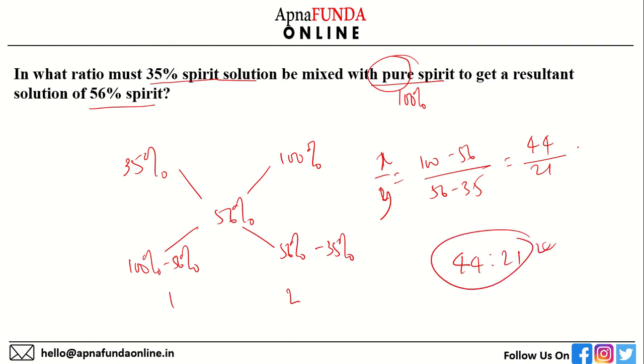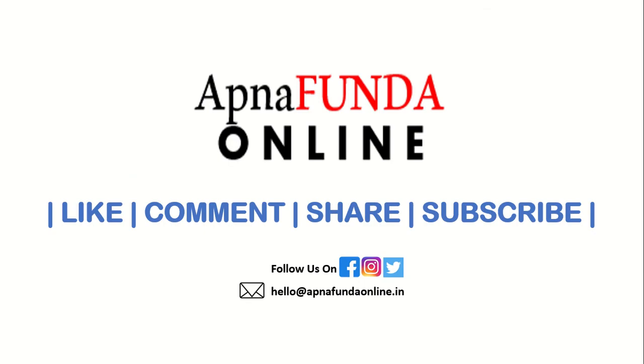This is the ratio in which the 35% spirit solution should be mixed with 100% spirit solution, also known as pure spirit solution, to finally have a spirit solution of 56% spirit. This is my answer. I'm sure you have also solved along with me, and this is the answer that you must have also got. I end the video here.